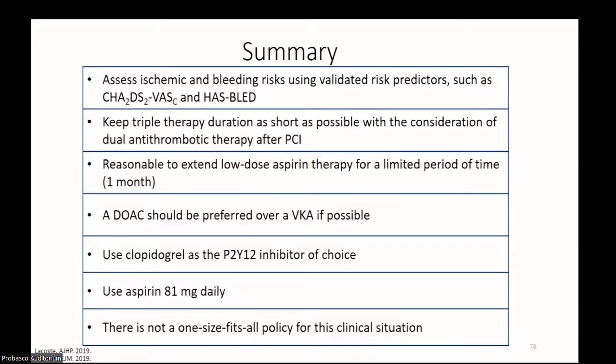Use clopidogrel as the P2Y12 inhibitor of choice. Keep aspirin at low dose, 81 milligrams. And again, I don't know that I really answered a lot of these questions because it's such a gray area, and it's still gray. It's never going to be one size fits all, right? It's always going to be this clinical conundrum of ischemic events versus bleeding risk. And so hopefully I gave you enough tools and information to make those decisions for your patients.